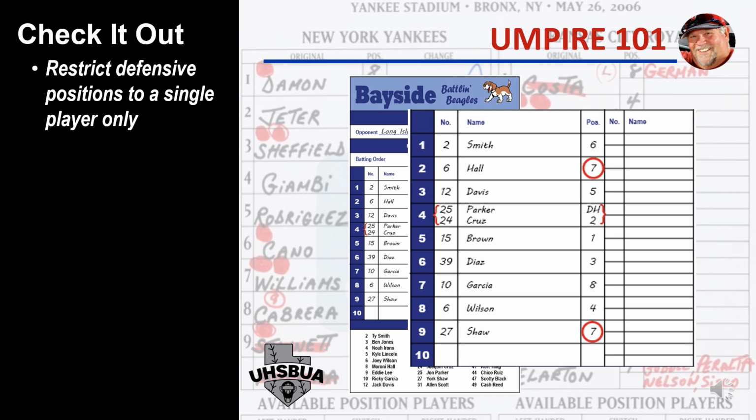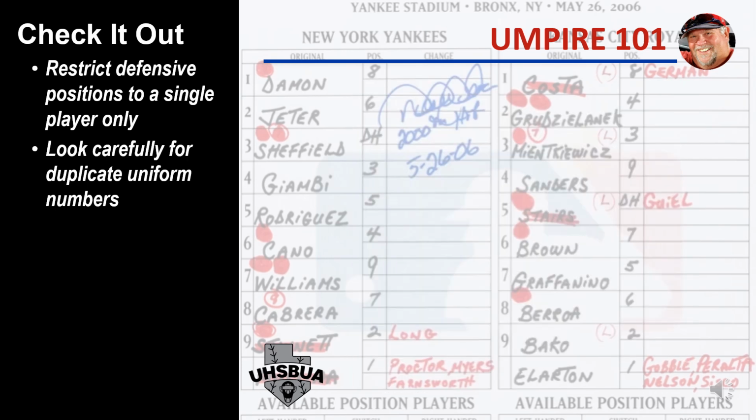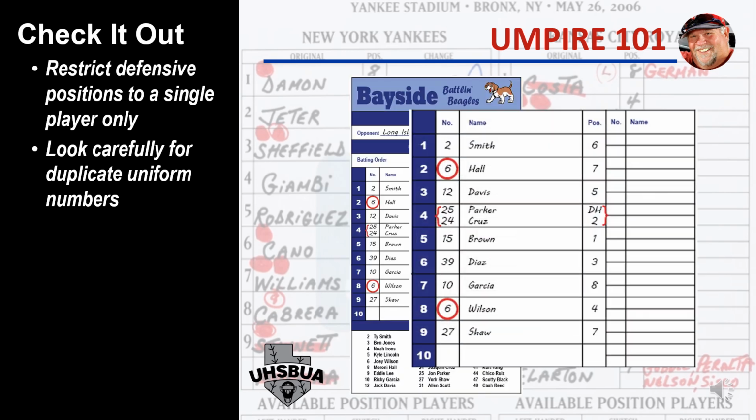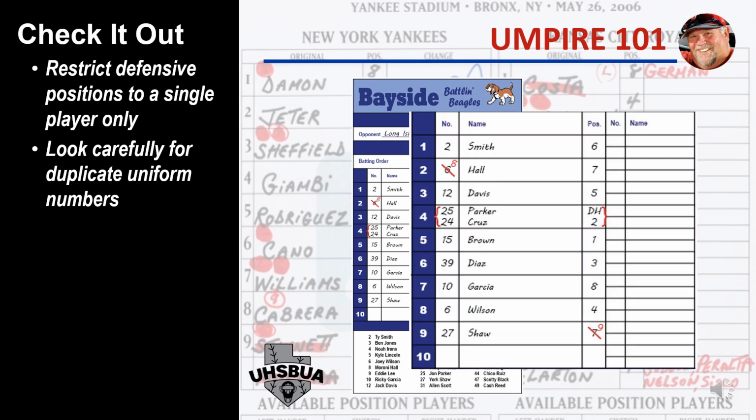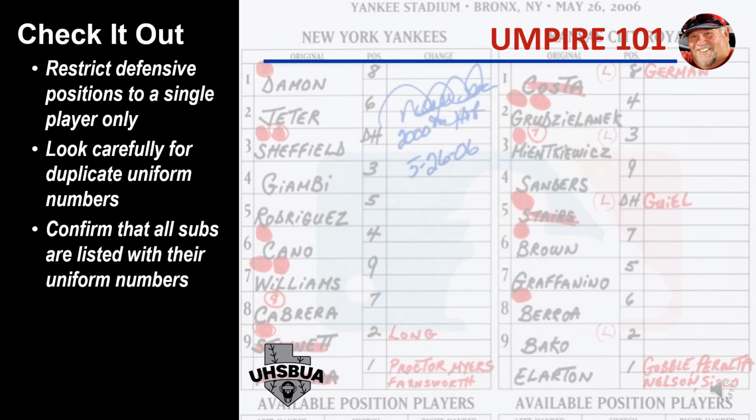Similarly, the lineup card should not duplicate uniform numbers. If the lineup card shows that the left fielder, Hall, and the second baseman, Wilson, are both wearing number 6, this must be corrected. In both cases, check with the coach to clarify, and then make the appropriate correction on the lineup card.